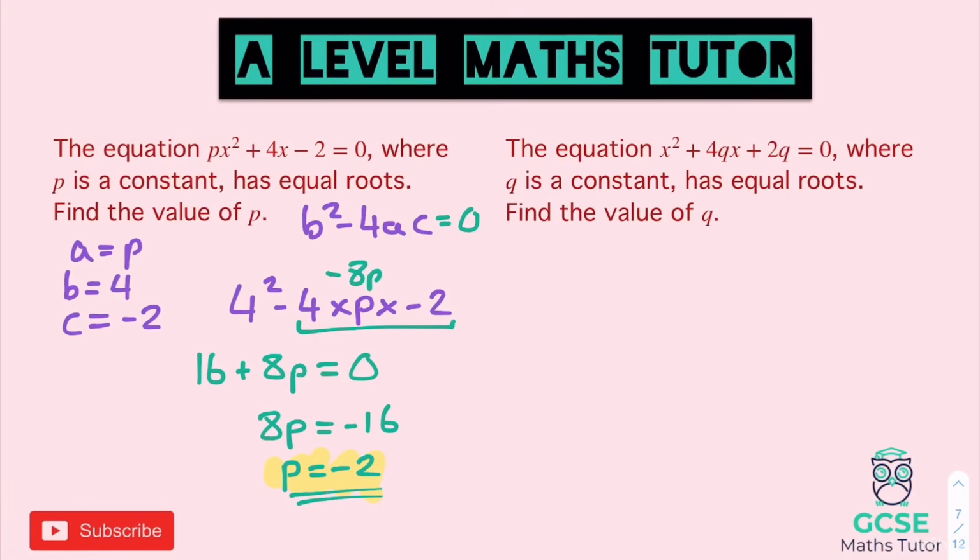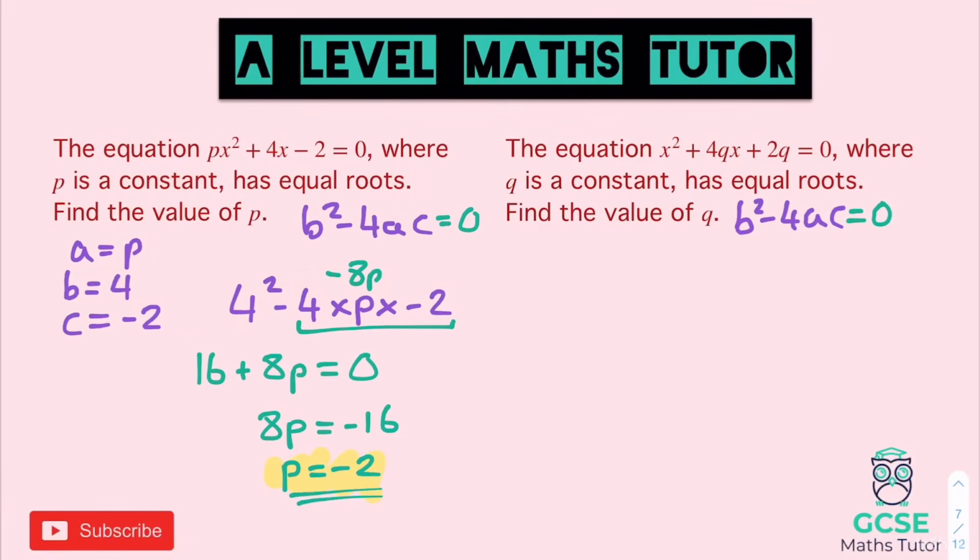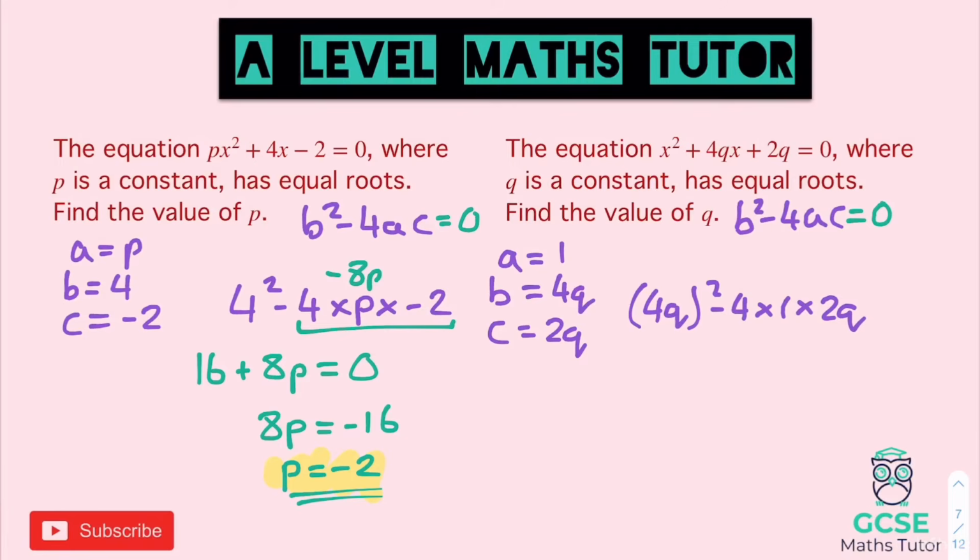Again, we've got equal roots, so b squared minus 4ac, and that is going to equal 0. And we're going to have a look at just extracting the pieces again, even though this one looks a little bit harder. So let's have a look. We've got a equals 1, we've got b equals 4q, and we've got c equals 2q. Right, okay, so let's put that in. We've got 4q squared for b, so we've got 4q squared minus 4 times 1 times 2q. Right, there we go. So let's just tidy that up a bit.